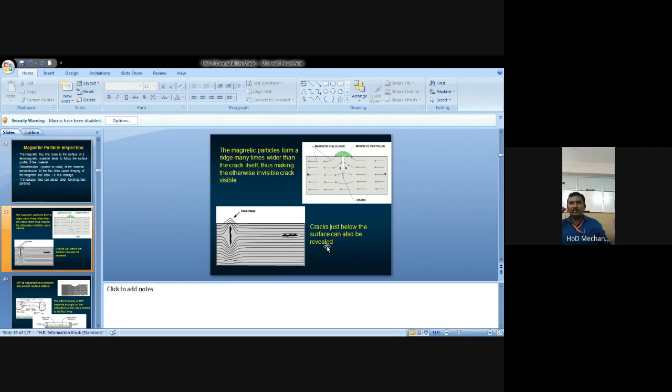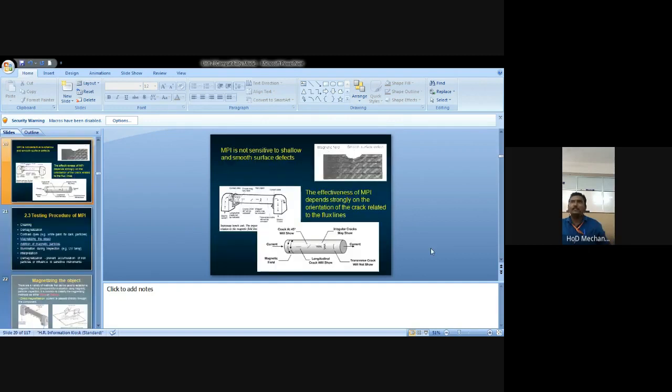The magnetic particles form a ridge many times wider than the crack. Here are several pictures: the pipe crack, the shaft crack, and also a solid square-shaped or rectangle-shaped specimen. MPI is not sensitive to shallow and smooth surface defects.